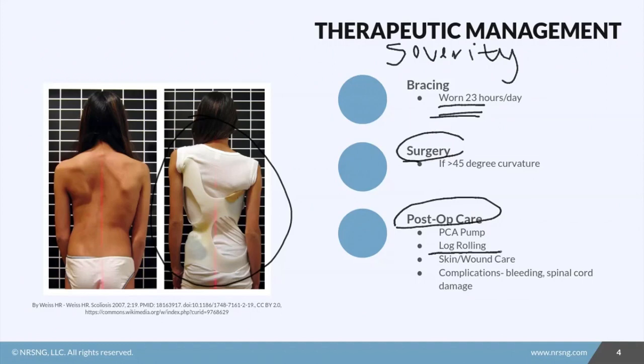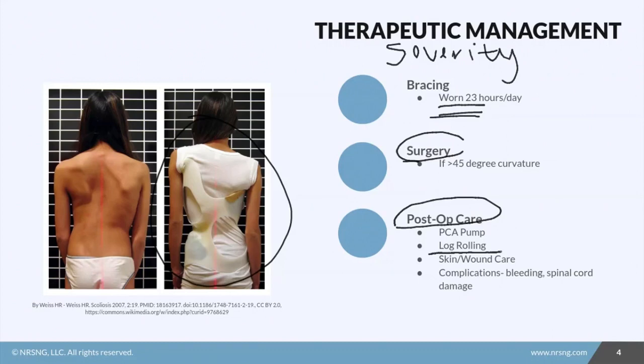Now, like I said, it's a pretty massive surgery, so there are some complications that you want to be on the lookout for. The first thing is spinal cord injury. Okay, so they're in there, they're doing surgery on the spine, so sometimes damage can happen to those nerves. So you want to be looking for things like paralysis and bowel and bladder incontinence.